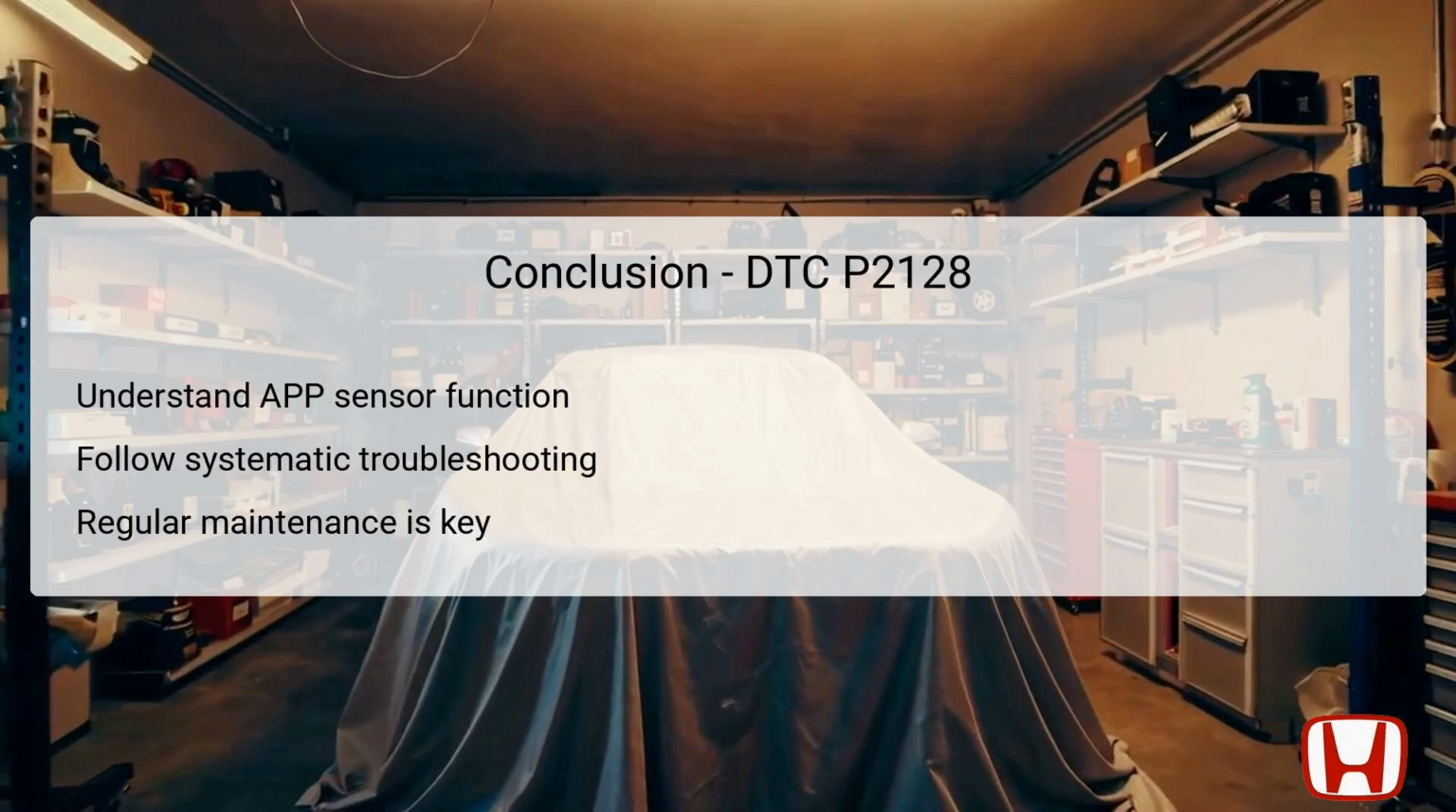In conclusion, understanding the role of the APP sensor is critical for diagnosing and repairing DTC P2128 effectively. Following a systematic approach to troubleshooting not only ensures immediate resolution, but also helps in identifying any underlying issues that may affect vehicle performance. The potential causes, symptoms, and step-by-step troubleshooting methods outlined provide a comprehensive foundation for tackling this DTC. Additionally, engaging in regular maintenance practices significantly contributes to avoiding similar problems in the future.